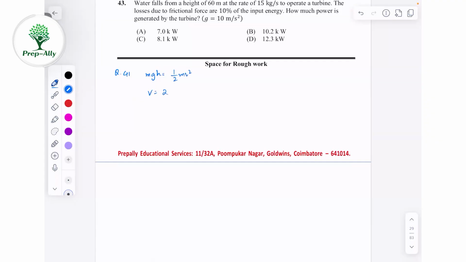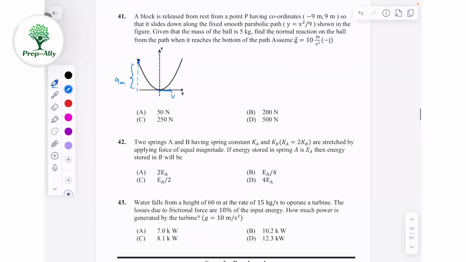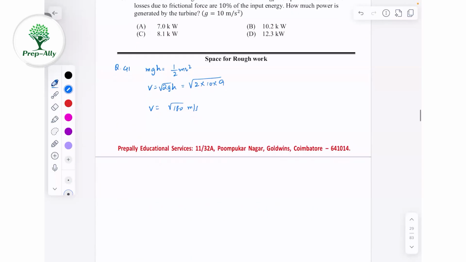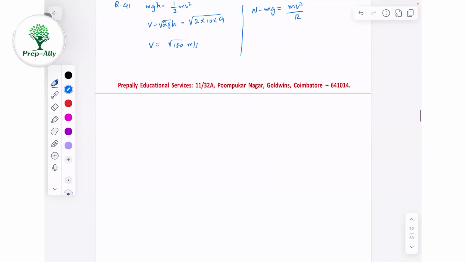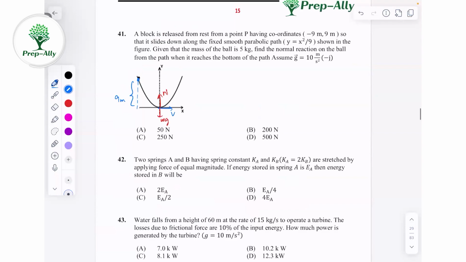So we get v is root over 2gh. Substituting the values, we get 2 into 10 into height of 9. So velocity is root over 180 meter per second. Now, at this point, there is a normal reaction acting upward and weight acting downward, but the body seems to have a circular path. So then we can say that normal reaction minus mg is mv square by r. Now here we don't know the radius of curvature of the path at the lowest point. Now, what is the coordinate of the lowest point? It is just the origin, so (0, 0).